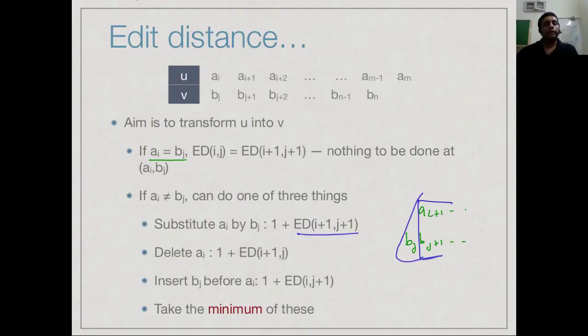And finally, the last thing which I could have done is to introduce this BJ at the beginning. Okay? So now this means that these two things now match up. So now I have to look at i onwards and j plus 1 onwards. Right? And whichever of these three requires the minimum work overall is the one I want. So I want to take 1 plus the solution for i plus 1, j plus 1, or 1 plus solution for i plus 1, j, or 1 plus solution for i, j plus 1 and take the minimum of these three.